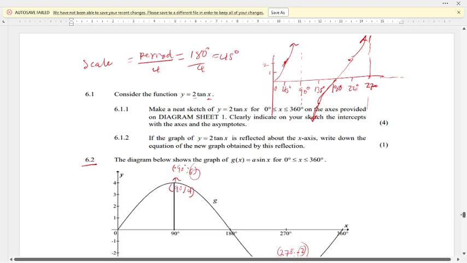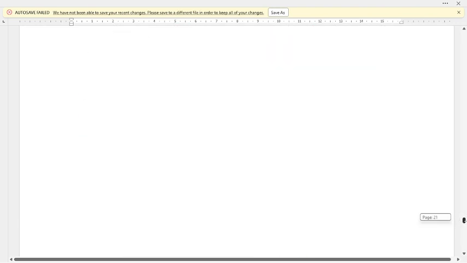Now, if the graph of y equals 2 tan x is reflected about the x-axis, write down the equation of the new graph obtained by the reflection. That is simple. What will be the answer? f of x will be minus 2 tan x. Can you see how simple they are? Now let's check another one, in case they try to trick us.